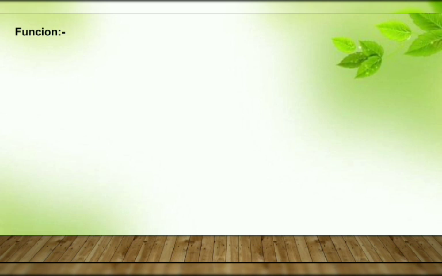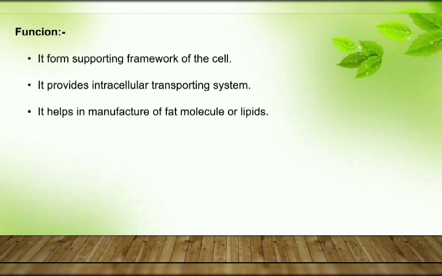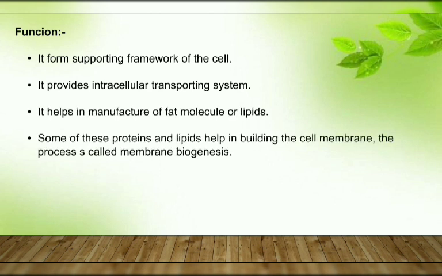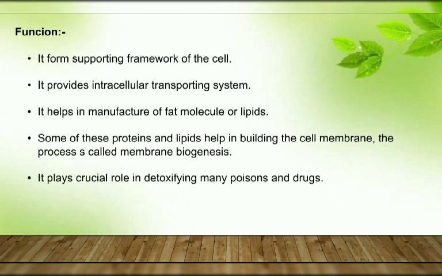Now come to the function. First, the endoplasmic reticulum helps in the formation of lipid and protein, because rough endoplasmic reticulum helps in the formation of protein and smooth endoplasmic reticulum helps in the formation of lipid. You all know that the plasma membrane is made up of lipoprotein, so the endoplasmic reticulum helps in the formation of the plasma membrane. This process is called cell membrane biogenesis. It is a supporting framework, provides an intracellular transport system, and helps in the manufacture of fat molecules or lipids. Membrane biogenesis is important. It also detoxifies: if some cells are toxic, it helps in detoxifying drugs.